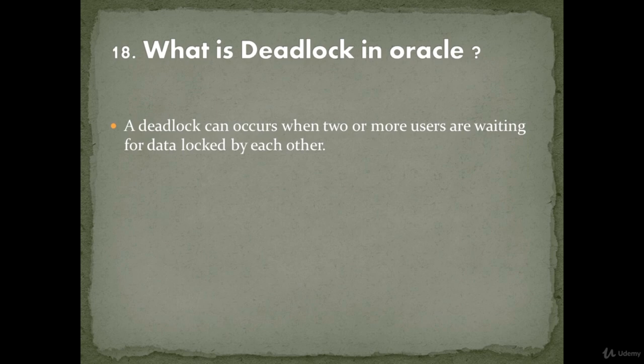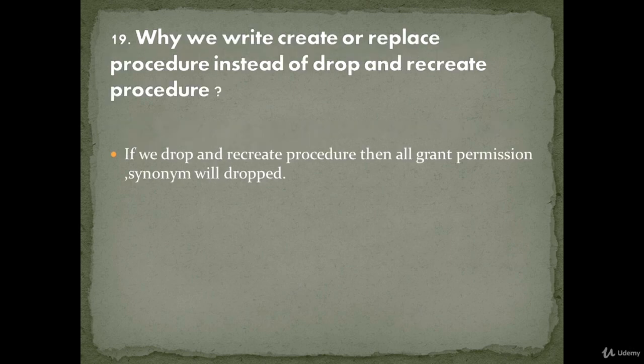For example, you have the same database and two users running the same query or inserting into the same table or updating the same table. So Oracle will be confused about what to do first. In that confusion, it will lock the database. That is called deadlock in Oracle. That's why we usually say one user updates one thing at one time, commits, then the second user. So there will be no occurrence of deadlock. Deadlock can occur when two or more users are waiting for data locked by each other. That is deadlock.